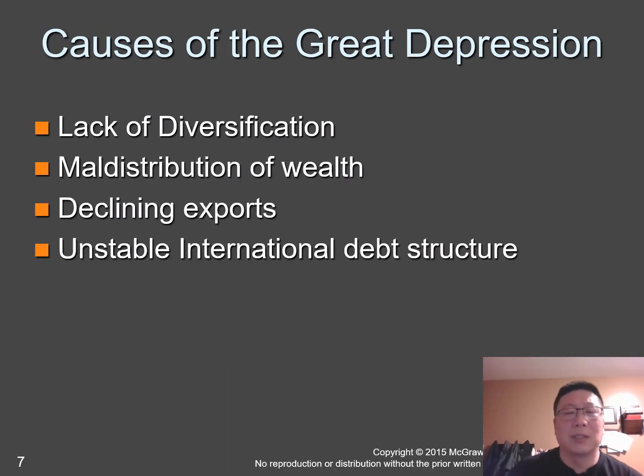Okay, so what caused the Great Depression? One was a lack of diversification. So Brinkley mentions that essentially the economy in the 1920s, a lot of it was dependent on construction and automobile production. But once those two industries begin to slow down, they will also drag down the economy with them.